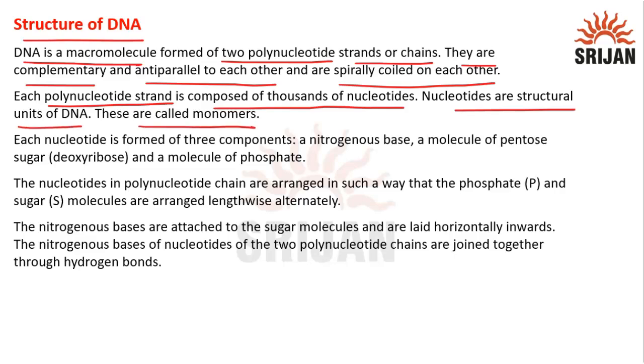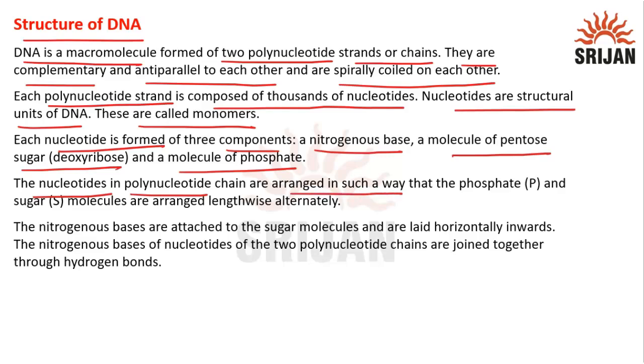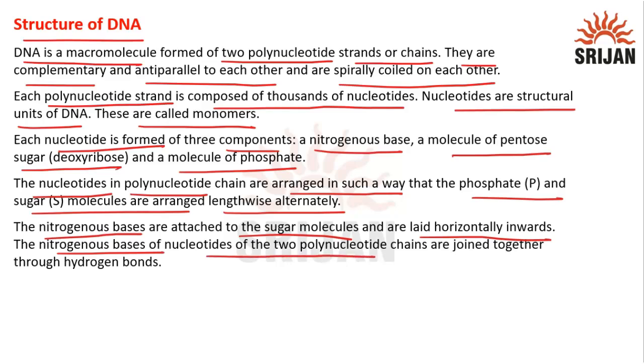They are called monomers. Each nucleotide is formed of three components, namely a nitrogenous base, a molecule of pentose sugar, that is deoxyribose in this case, and a molecule of phosphate. The nucleotides in polynucleotide chain are arranged in such a way that the phosphate and sugar molecules are arranged lengthwise alternately. The nitrogenous bases are attached to the sugar molecule and are laid horizontally inwards. The nitrogenous bases of nucleotides of two polynucleotide chains are joined together through hydrogen bonds.